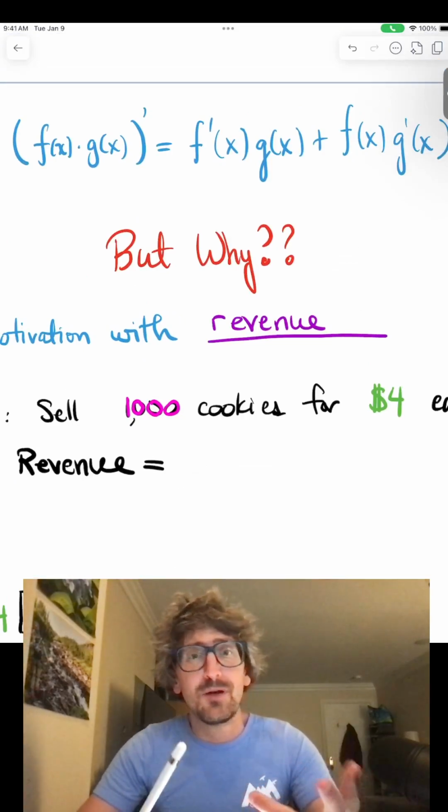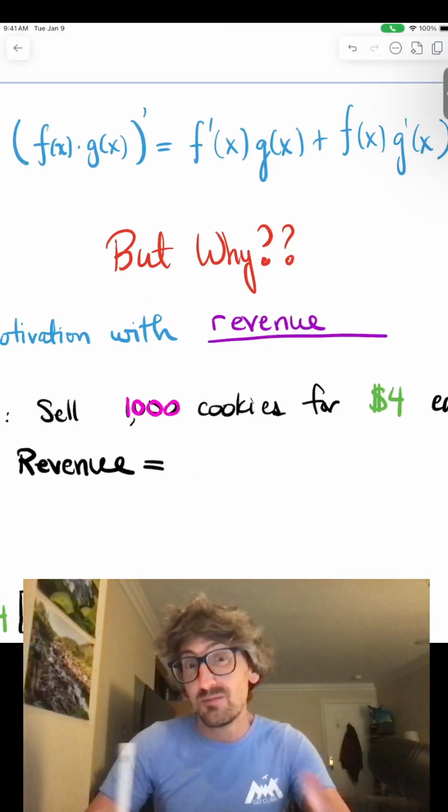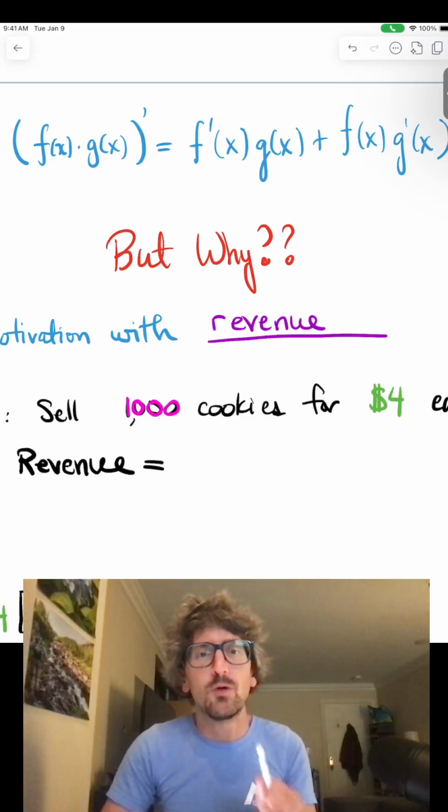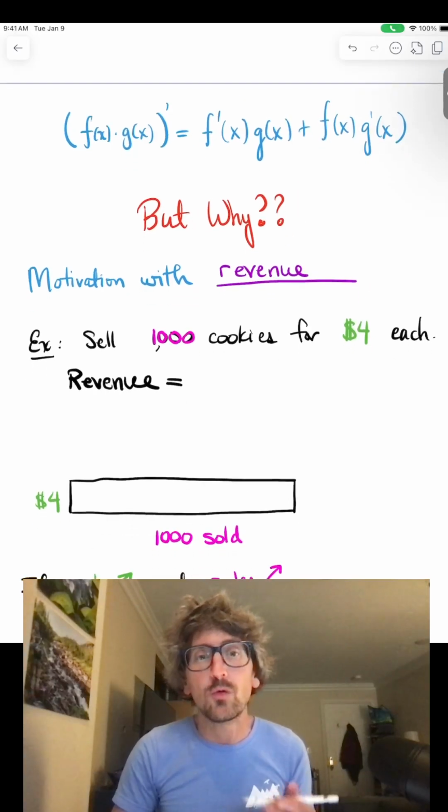Hey guys, I bet maybe you've seen this product rule before, but do you know why it's true? And I mean really understand. Let's see some motivation. So my favorite way to explain this to my students is to think about revenue.